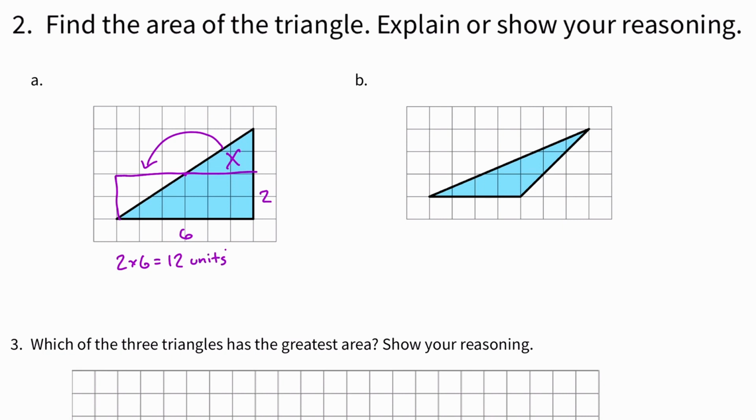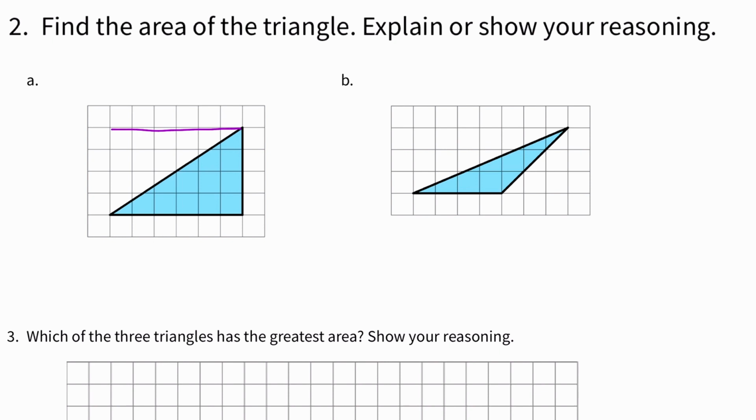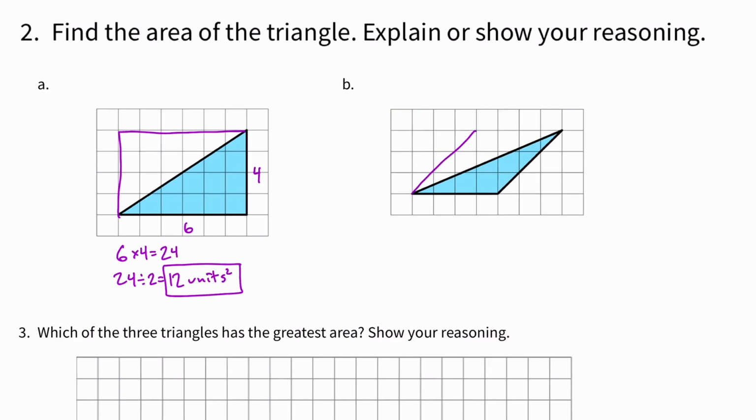Another thing you can do is make an exact copy of the original triangle, rotate it around so you can make a rectangle. And we have a base of 6 and height of 4. You can multiply those together. Get 24, but you have to divide it by 2 because you only want half of that to get 12 square units. You can do the same thing with the other triangle.